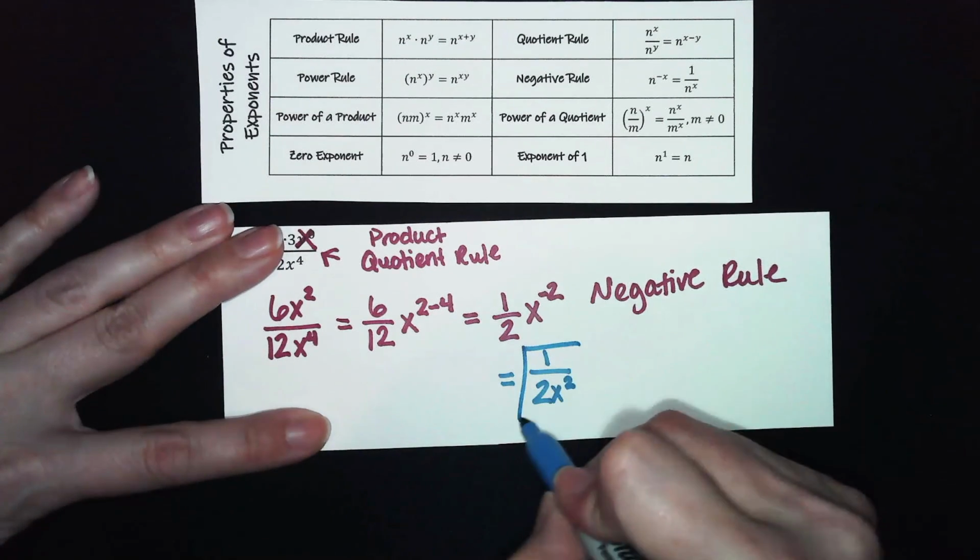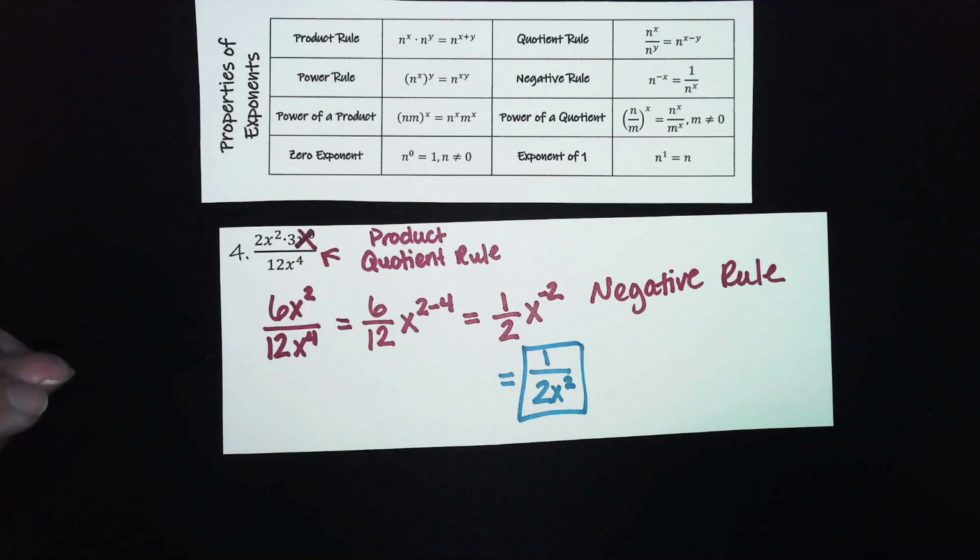Okay? Now I have no negative exponents, and I only have the variable one time. And everything's just as simplified as it gets, nice and pretty.